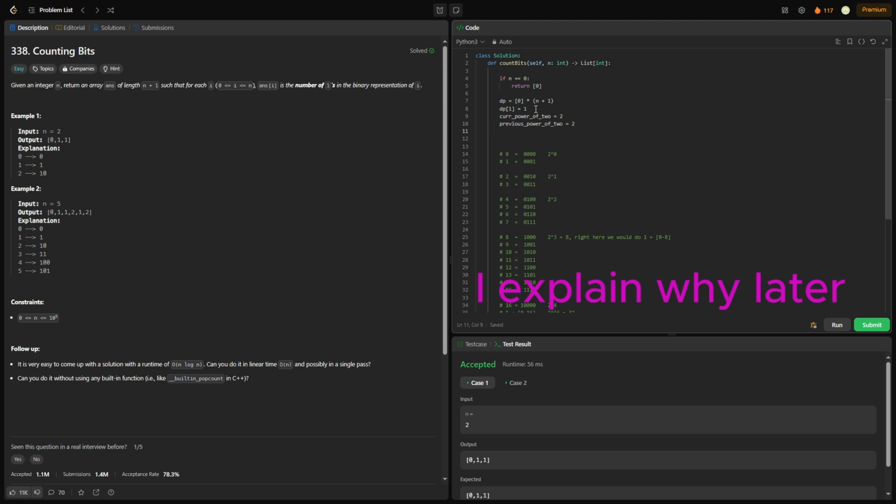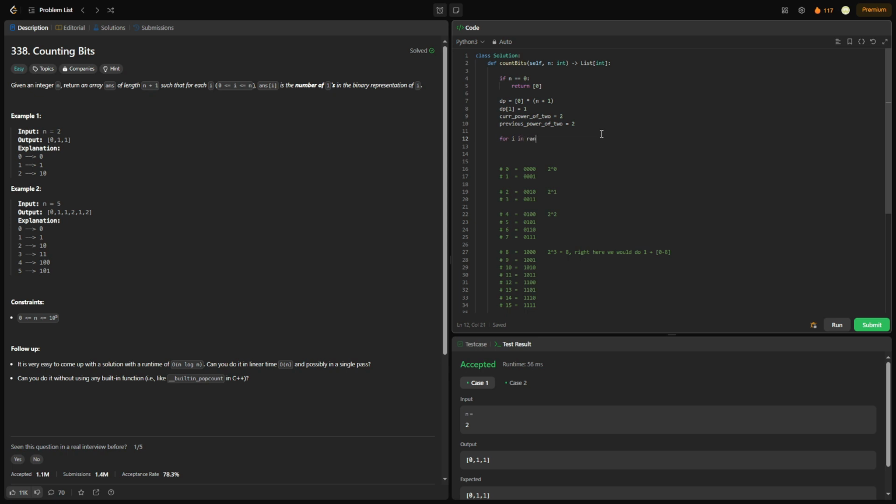We actually are not going to take care of the 0. It's not necessary. So we're going to say for i in range 2 up to n plus 1, because we need to include n, right? So we do n plus 1. We're going to say if i is equal to the current power of 2, then the previous power of 2 is equal to the current power of 2, and the current power of 2 is equal to the current power of 2 shifted by 1.